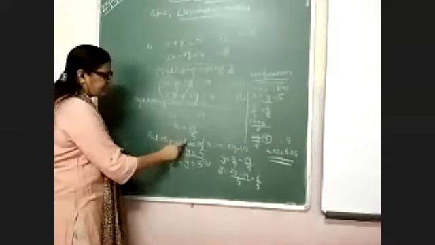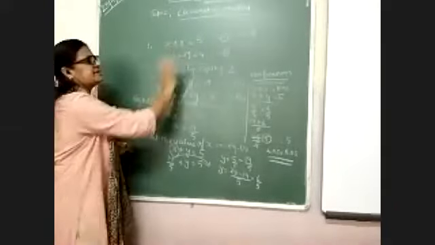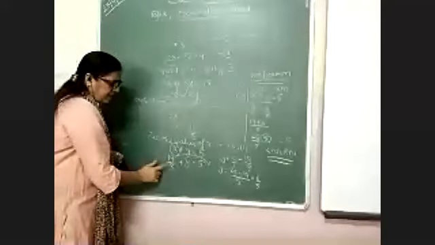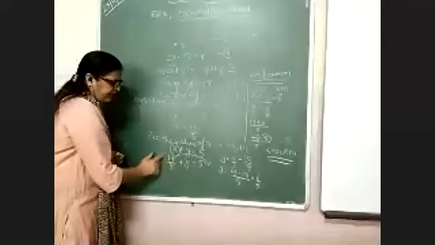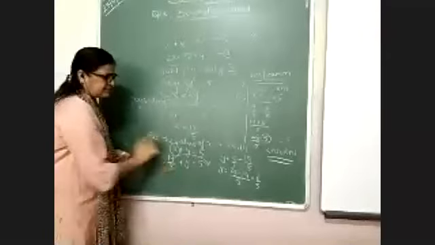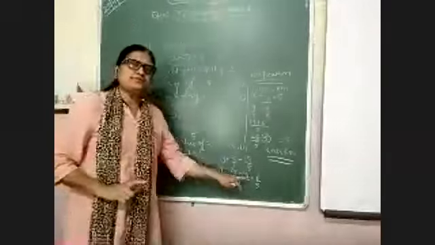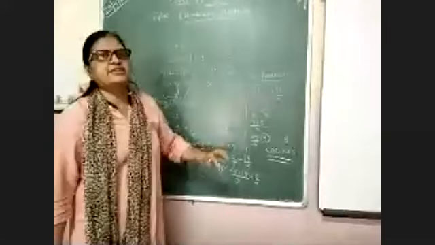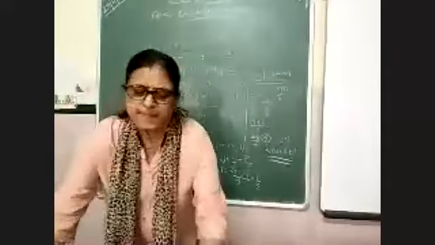Now put the value of x in any equation, equation number 1 or 2. x plus y equal to 5. I put the value of x, 19 upon 5, and y equal to 6 upon 5. Now I do the verification of this question also.